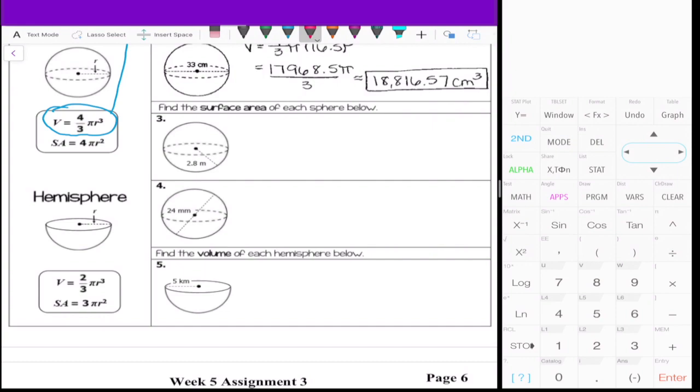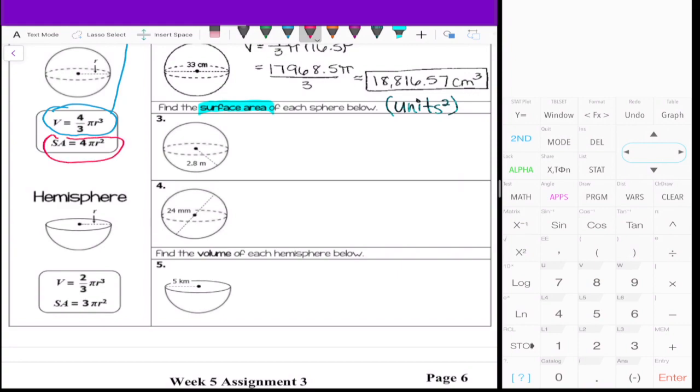Different color. Let's do some red. Well, let me highlight that surface area. So surface area is going to be units cubed. So it's going to be units with the exponent of 2, units squared. Now we got that. So we're going to use the surface area formula, which is 4 pi r squared.